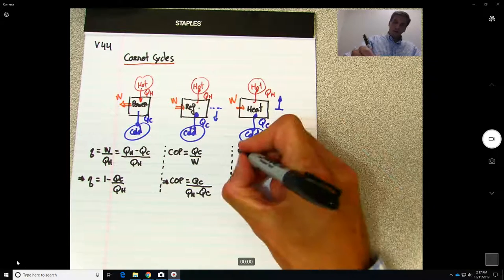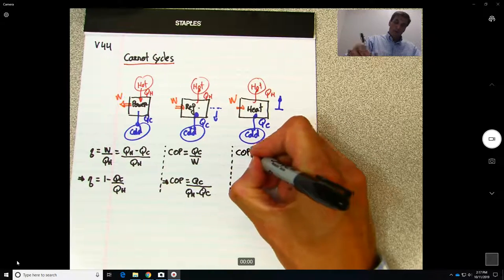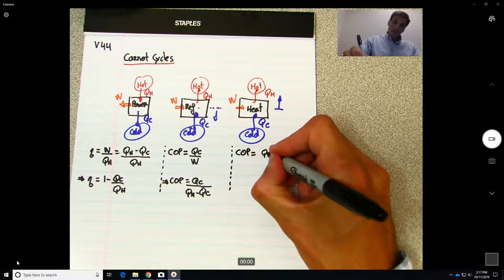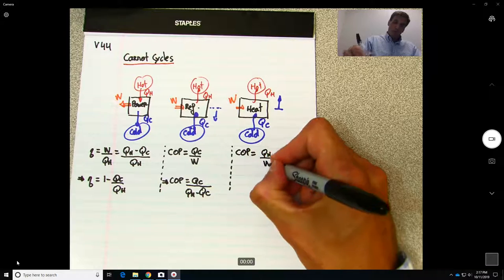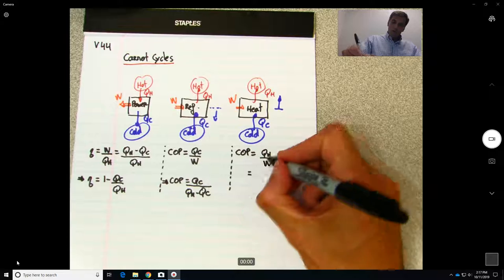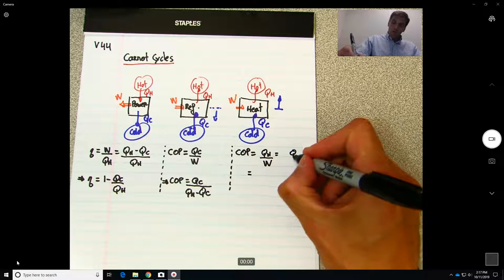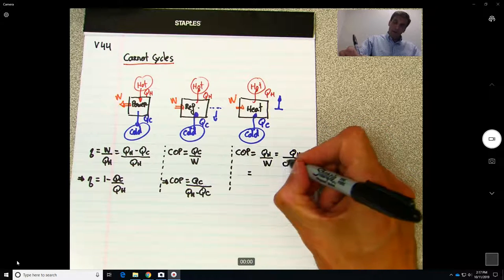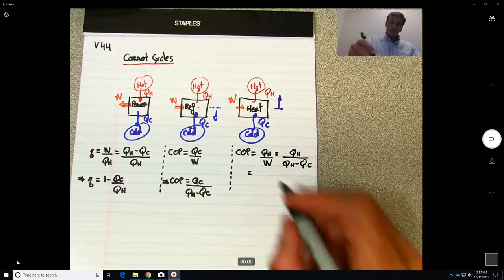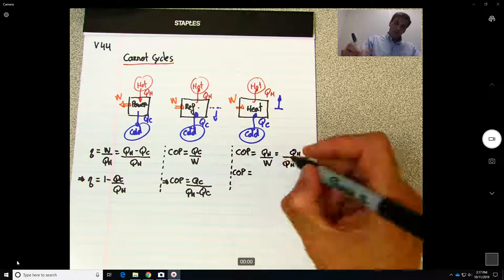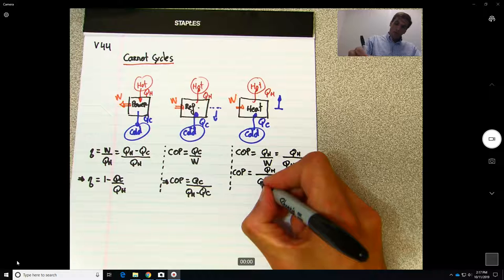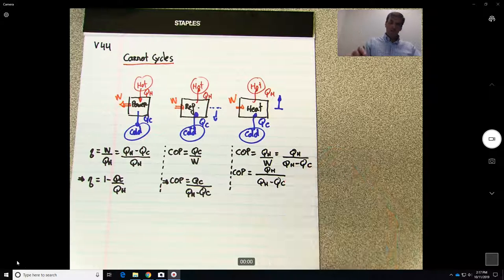Similarly over here, the coefficient of performance for the heat pump, this time what it's trying to achieve is to add heat to the system, and in order to do that you need to put in work. So this is equal to Q hot divided by Q hot minus Q cold. Okay, so let me just rewrite that equation here. Q hot minus Q cold.